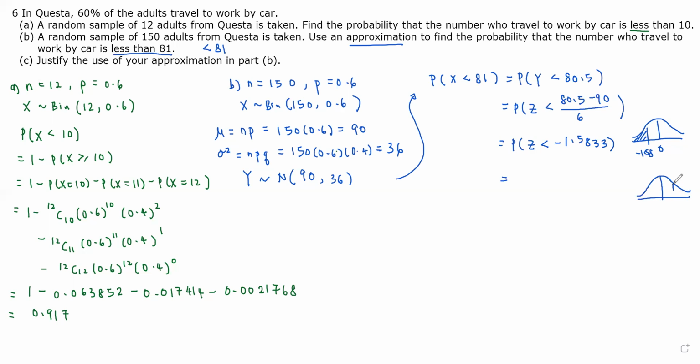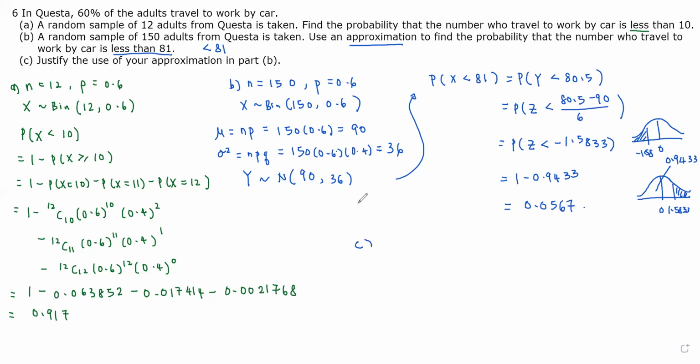So instead, you work with 1.5833. We need this area. We can find this area from the table. From the table, this is 0.9433. And the area that we want is 1 minus 0.9433, which is 0.0567. That is for part B.